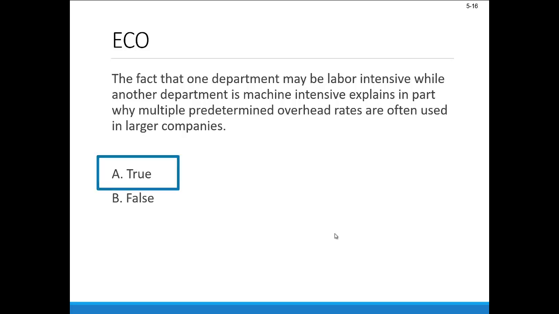So that is true. We want to use allocation bases that are most indicative of the driving or incurrence or causing of these indirect costs. So if one department is very labor intensive, it should use an allocation base of some measure of labor, whether that's labor hours or labor cost or whatever. On the other hand, a department that's very automated, very machine intensive, should use a more appropriate driver for that environment, like machine hours or machine time, or however we're defining that.